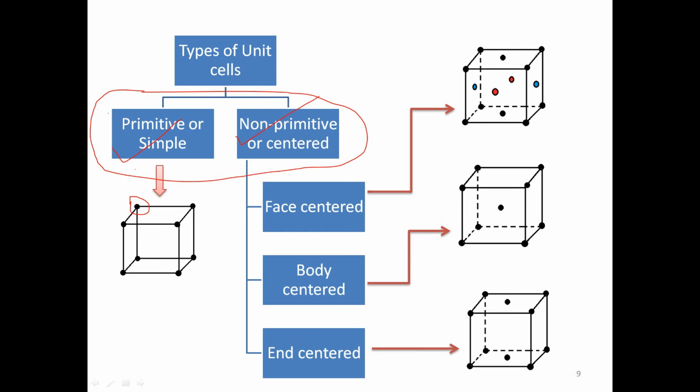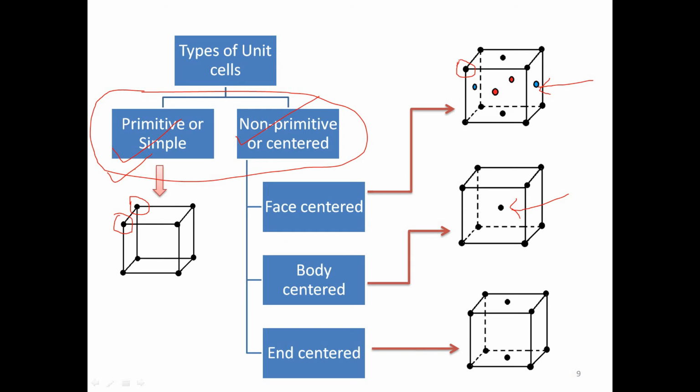If constituent particles are present only at corners, then this is called a simple or primitive unit cell. If constituent particles are present at the corners and also at some other positions, then they are called centered or non-primitive. It is again of three types: face-centered, body-centered and end-centered.